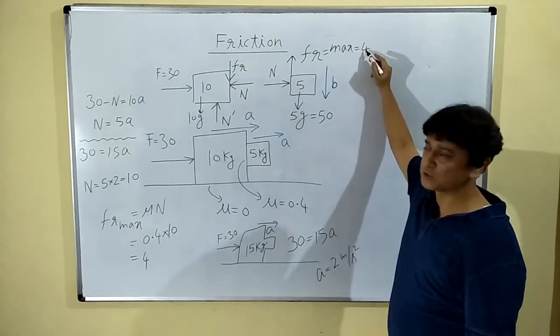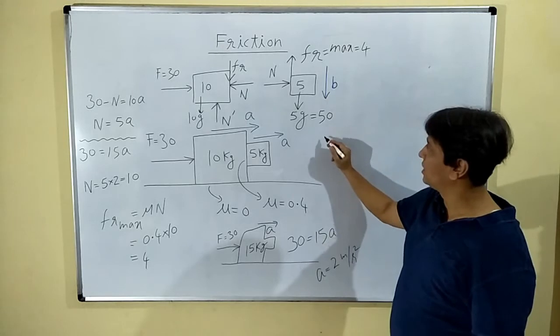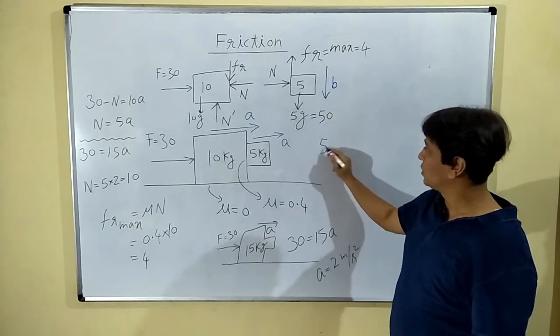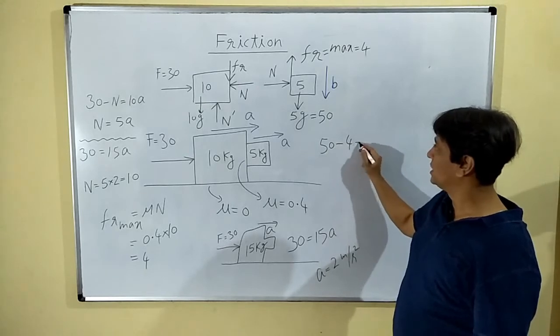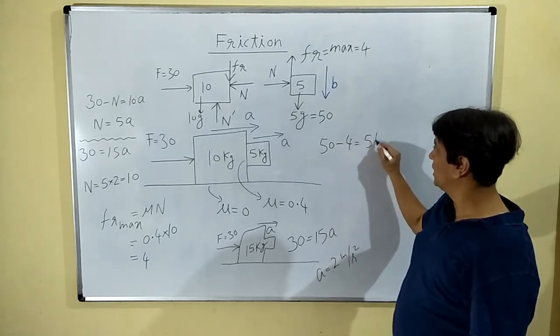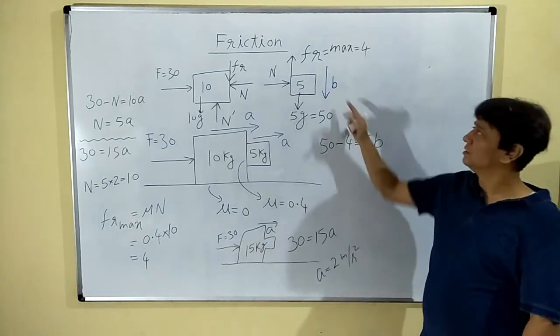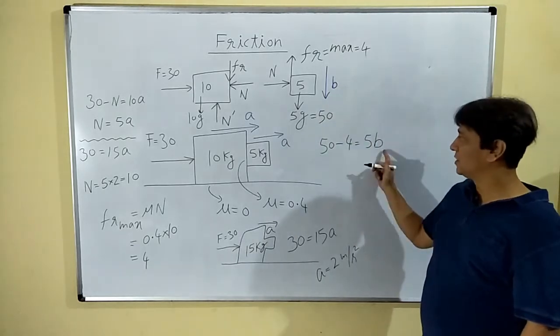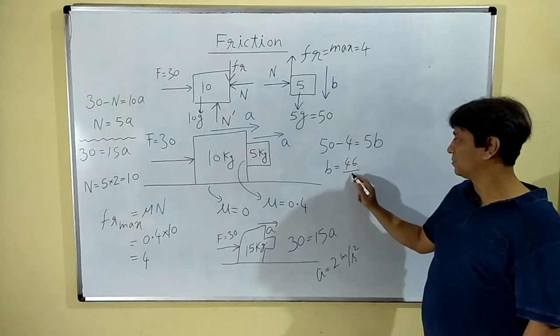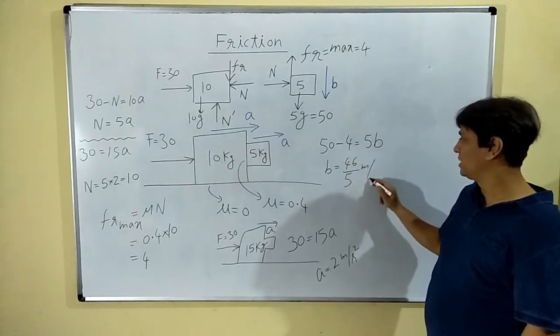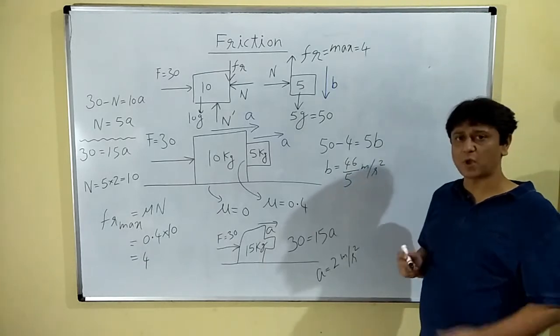And therefore FR is what? 4. This is 50. How do you decide b? What is downward force? 50 minus 4 is what? Mass into acceleration, which is what? b. This gives you b as 46 upon 5 meters per second square.